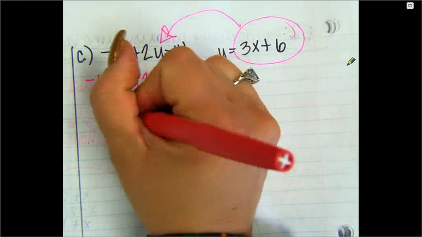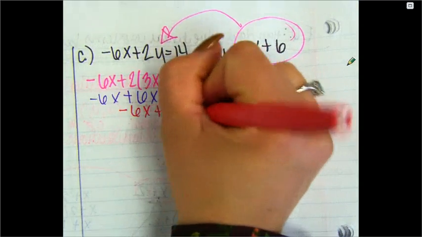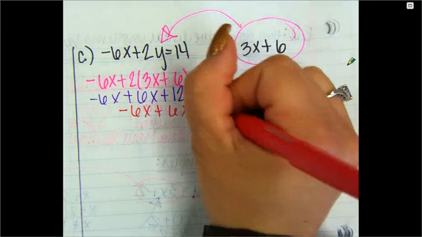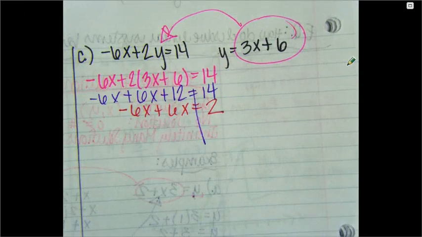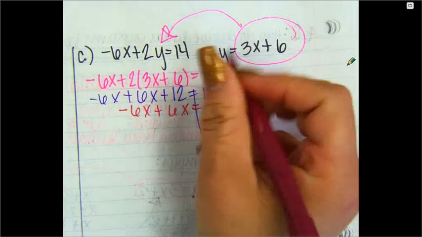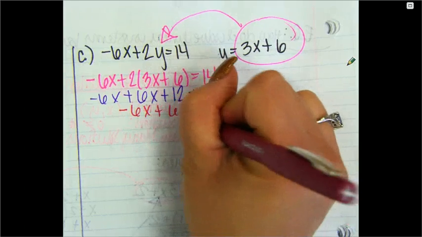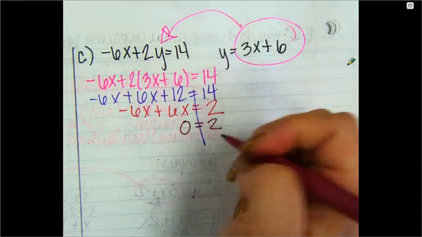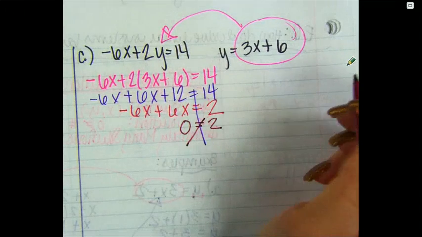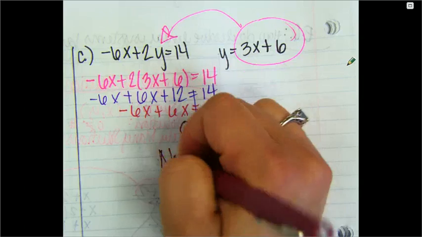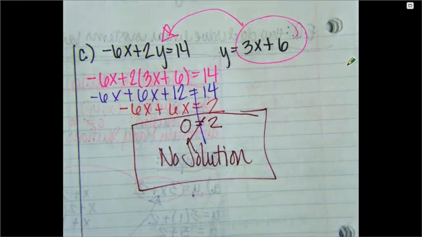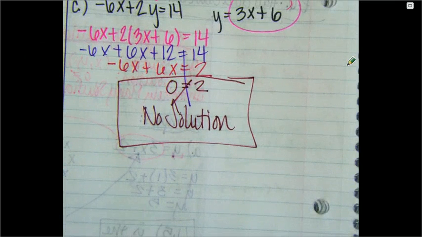Now what? Subtract 12. So you get negative 6x plus 6x equals what's the other side equal to? 2. Then what's negative 6x plus 6x? 0 is equal to 2. Is 0 equal to 2? No. So then it's what? Who has that right? Good.